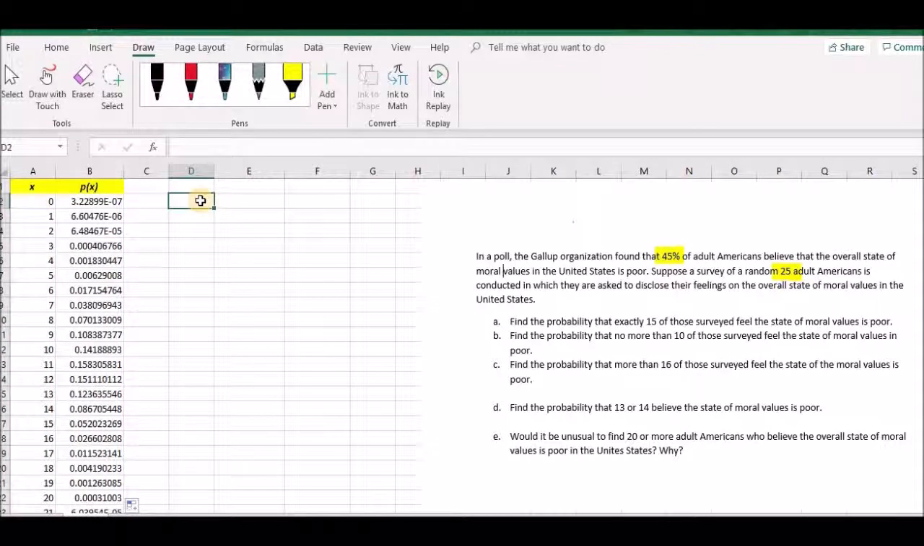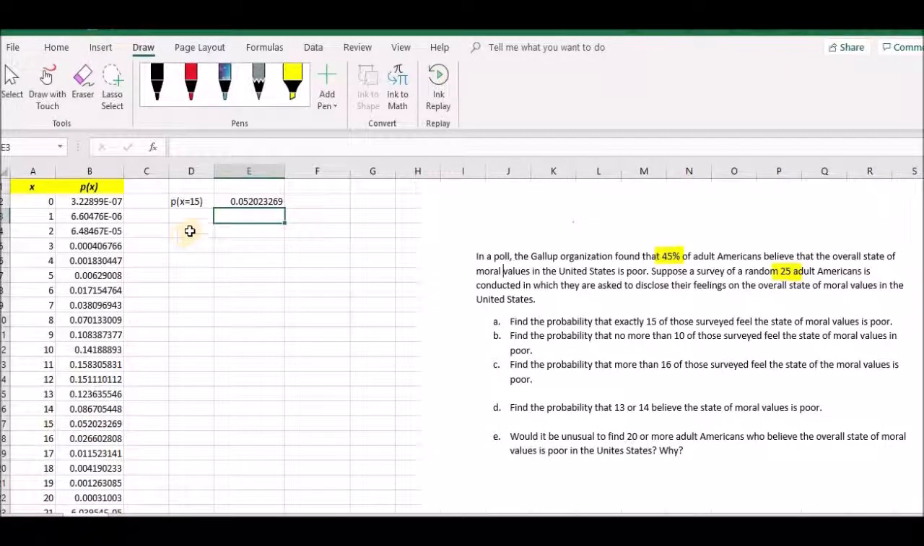Now let's answer each part. Part A says, find the probability that exactly 15 of those surveyed feel the state of moral values is poor. That is exactly the probability of X equal to 15, which is going to be equal to this number right here in front of X equal to 15.